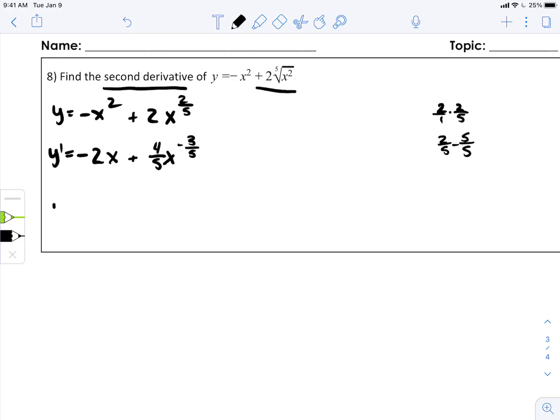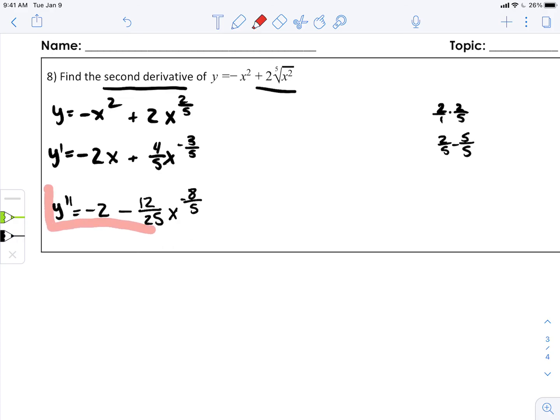Now they want the second derivative, so I'm going to do this one more time. If I take the derivative here, negative 2 times 1 is just negative 2, and our x is going to go away. And then I'm going to do 4/5 times negative 3/5. This is going to be minus 12 over 25, x to the negative 8/5 power. Once again, if I wanted, I could get rid of the negative or write this with the root. We're just going to go ahead and leave it here.